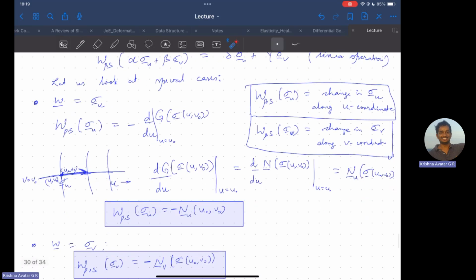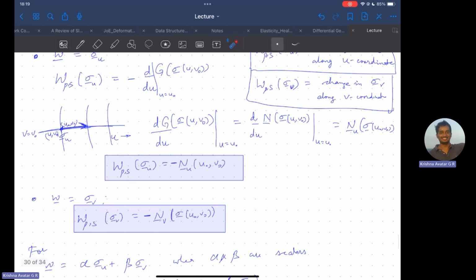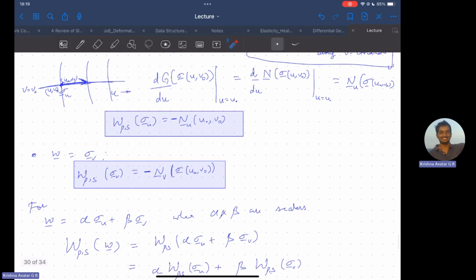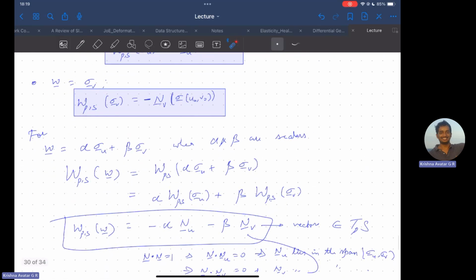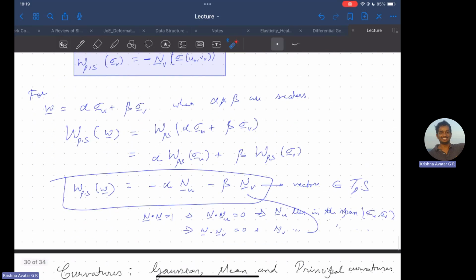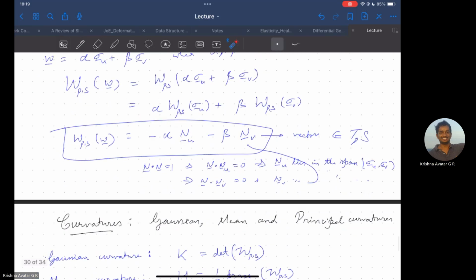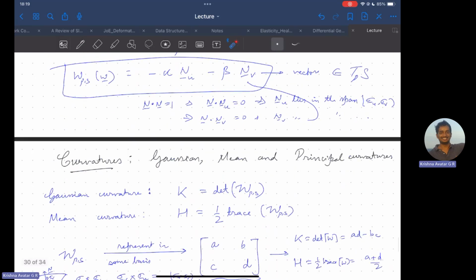And then we have this representation W of sigma u is equal to minus partial n by partial u. Likewise for sigma v, this is what we are given. So it means that we can clearly show that in general, we have this form, so to speak, right? W is equal to alpha nu vector minus beta nv vector. Now we would like to understand the curvatures.